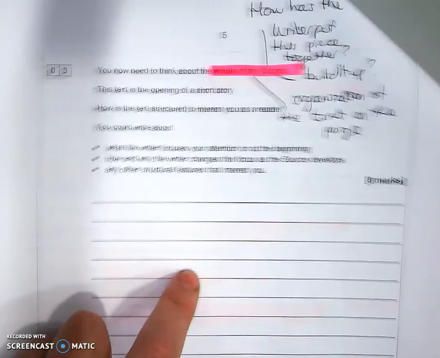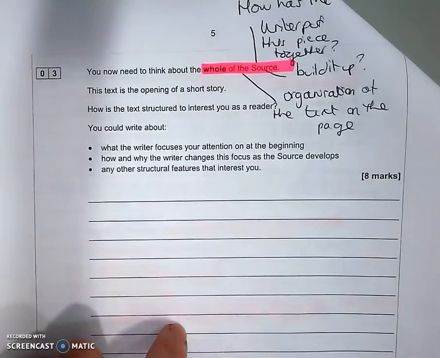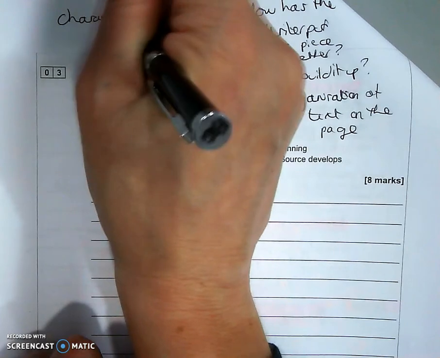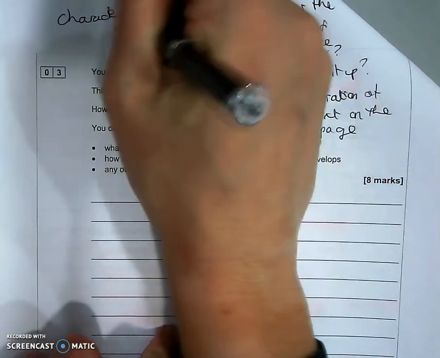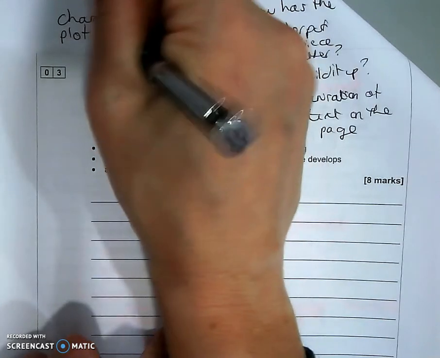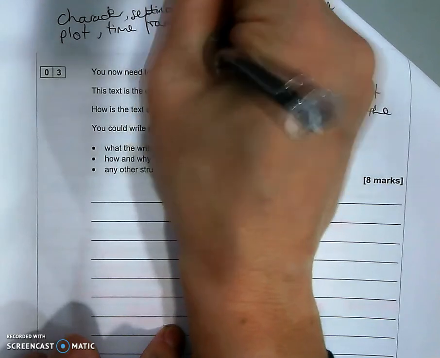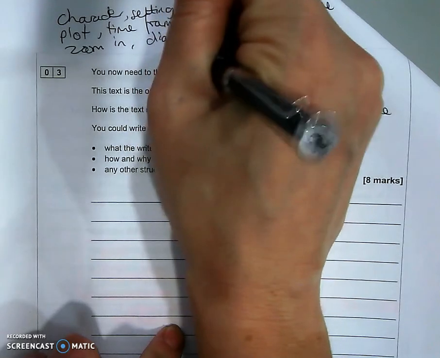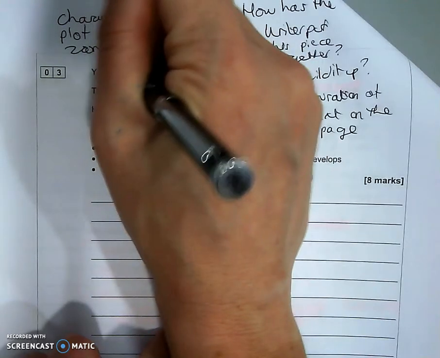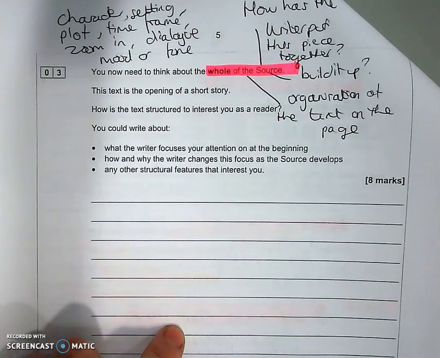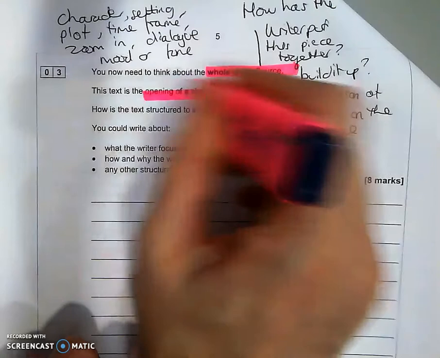Now, if you think about it, what do writers need if they're putting together a narrative or a story? So we need character. We're going to need a setting. We're going to need a plot. Probably a time frame. Usually dialogue if there's more than one character. And how they set the mood or the tone. So they're all of the things that you're thinking about when you're going to write about structure.